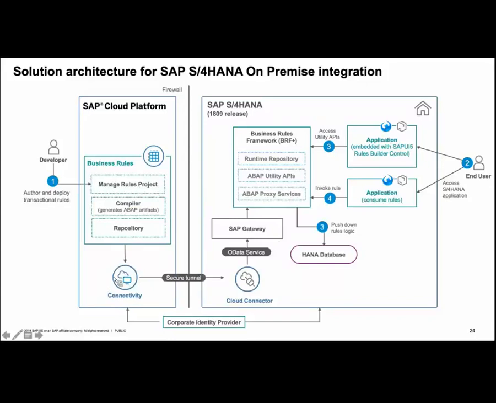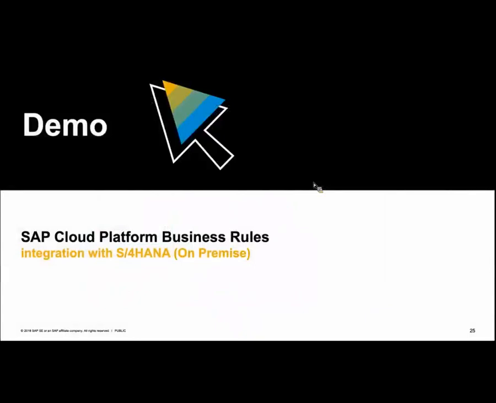There is a connectivity service which establishes a secure connection with the cloud connector, and then using the SAP Gateway setup that we do, the OData service is finally responsible for persisting the runtime artifacts in the runtime repository of BRF plus. Then we have exposed some ABAP utility APIs, and using these utility APIs, you can consume the rules in your S/4HANA applications. Now let me take you to the demos.